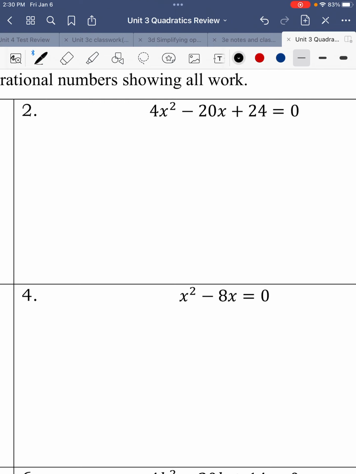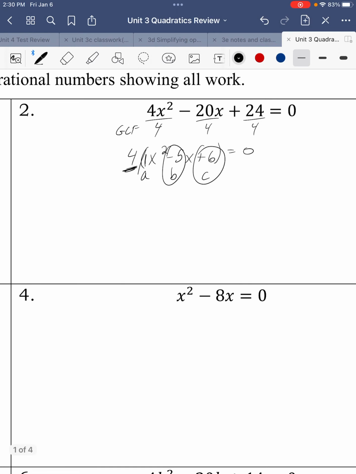Number 2, we're going to look at the greatest common factor here, which is 4. So I'm going to divide each term by 4. We get x squared minus 5x plus 6 equals 0. The greatest common factor does not have a variable with it, so we don't have to worry about that with solving. We're going to do A is 1, B is negative 5, and C is positive 6. So A times C is 6 and adds up to B.